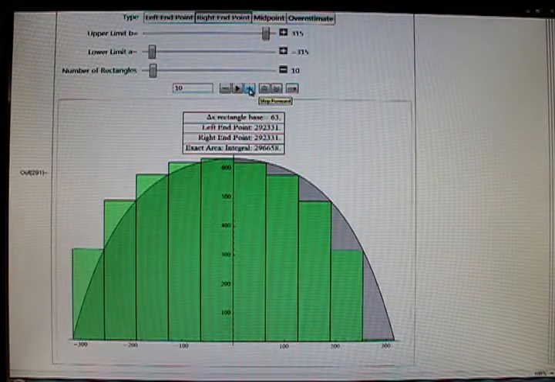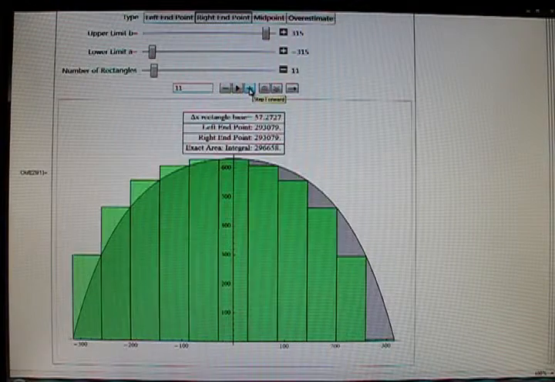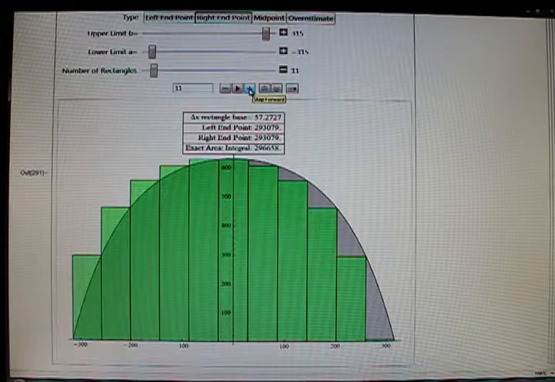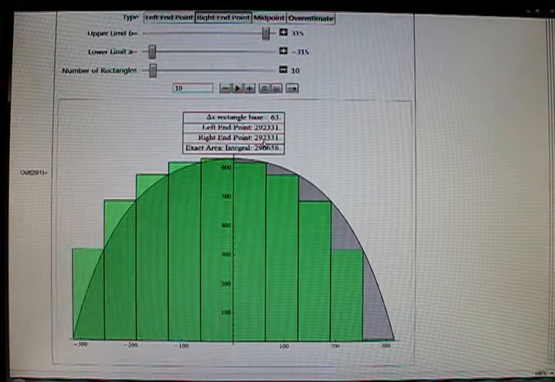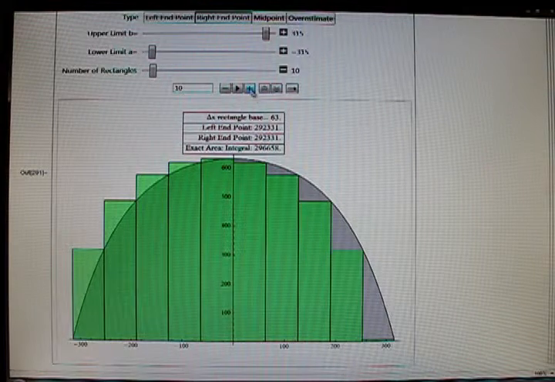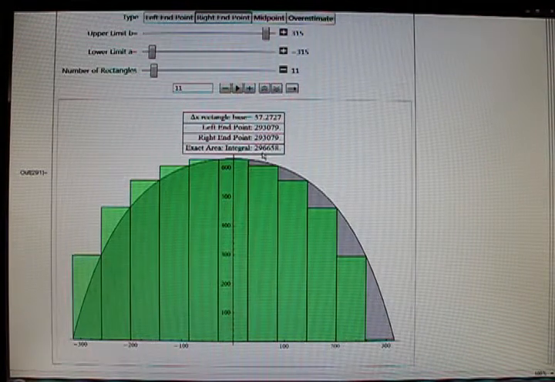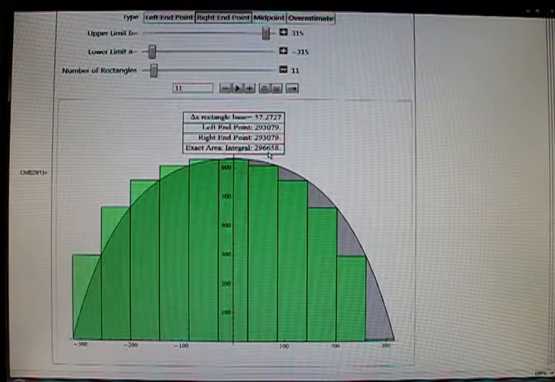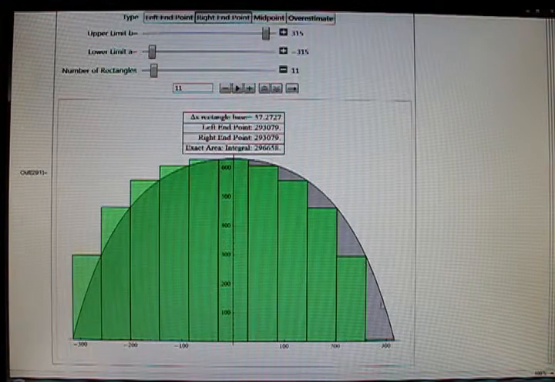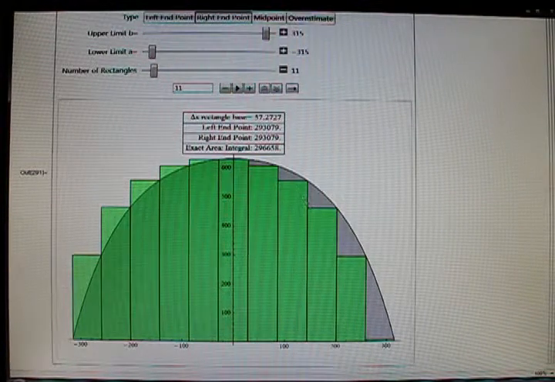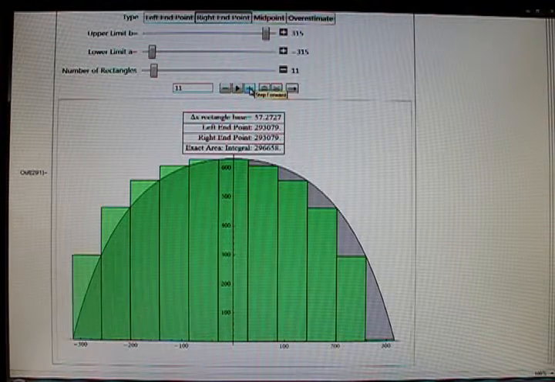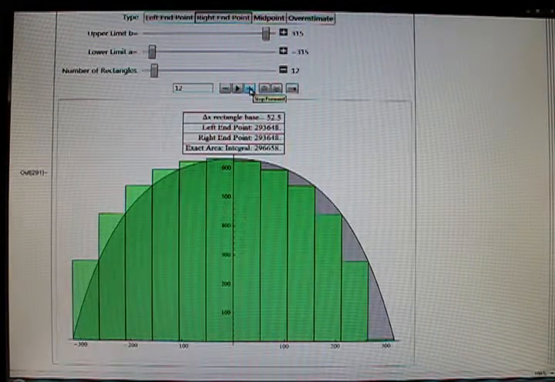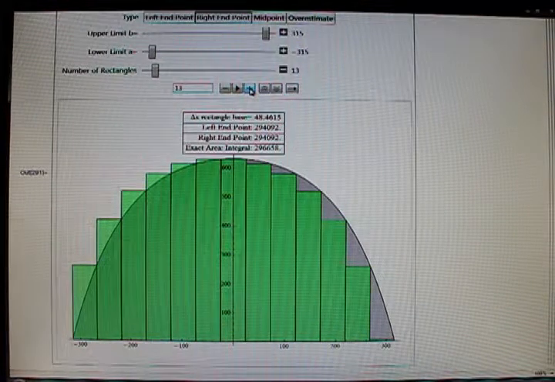So now to understand how to connect this estimation technique with integration, refine the estimation by increasing the number of rectangles. So watch as I click this plus button. Now we're up to 11 rectangles. My delta x got smaller, and you see that my estimation went from 292 to 293. So it got closer to the exact area under the curve. And watch the little bit of gray here and a little bit of overage here. It gets smaller and smaller as I increase one rectangle at a time.